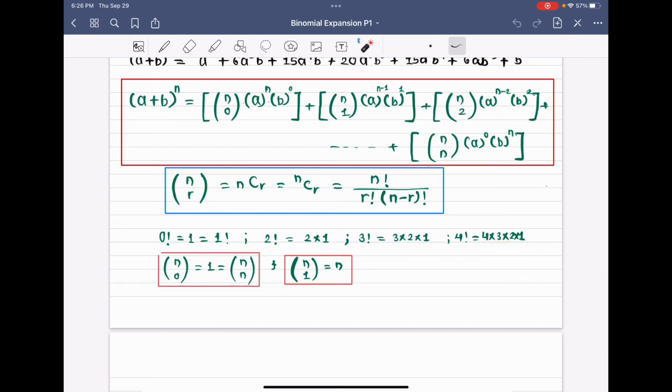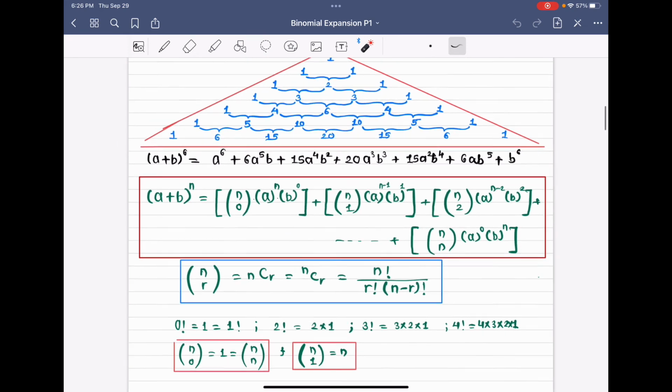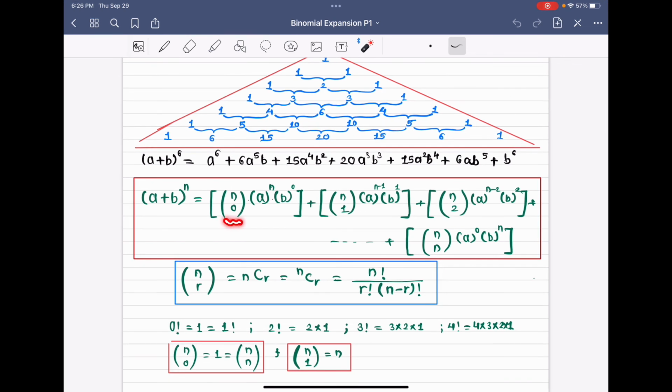One more format of this concept. If you will see, we always start with nC0. So this is your 2C0, or this is your 1C0. This is your 3C0. This is your 4C0. This is your 5C0. This is your 6C0. So in all cases, your answer is 1. So whatever is your n, if your r is 0, then the answer is 1. This is the shortcut.